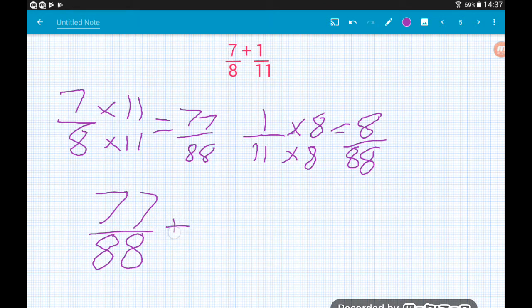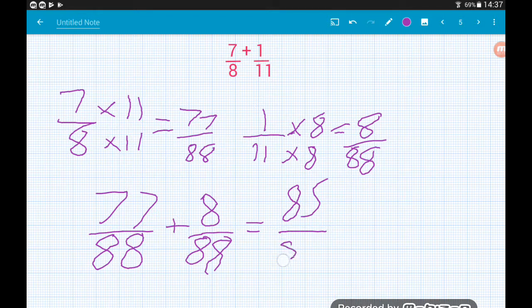So 7/8 add 1/11 has become 77 88ths add 8 88ths. And then again, we only add the tops. So 77 add 8 is going to give us 85 88ths as our answer.